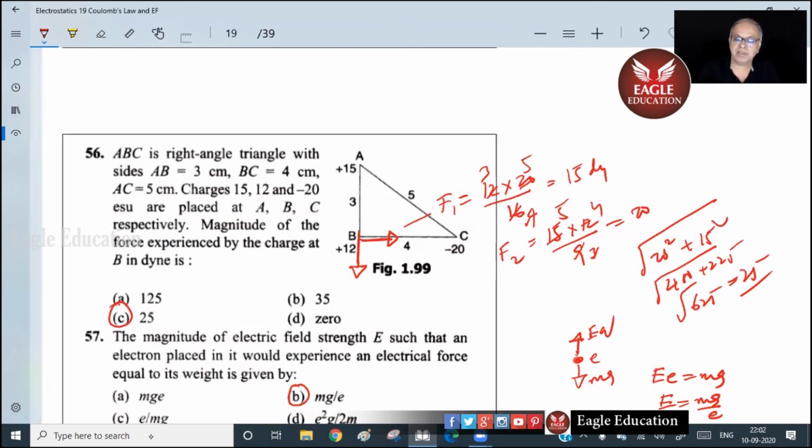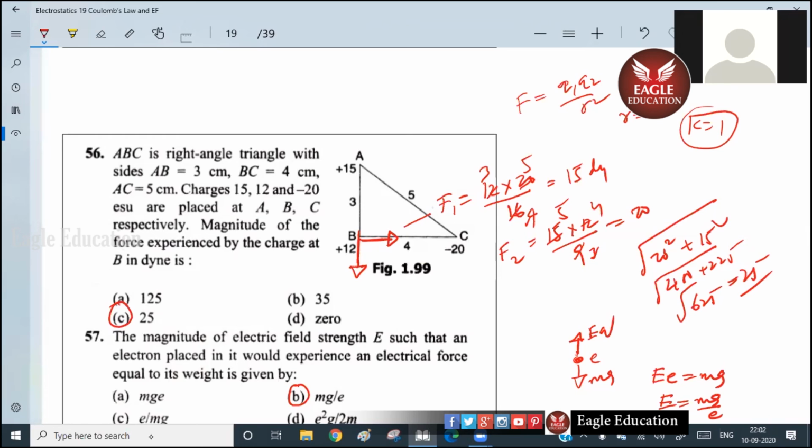So here in CGS formula, you should write like that: F equals Q1 Q2 by R square. K equals 1. R will be in centimeters, Q1 Q2 will be in electrostatic units, and force will be in dynes. K value will be 1 in CGS system.